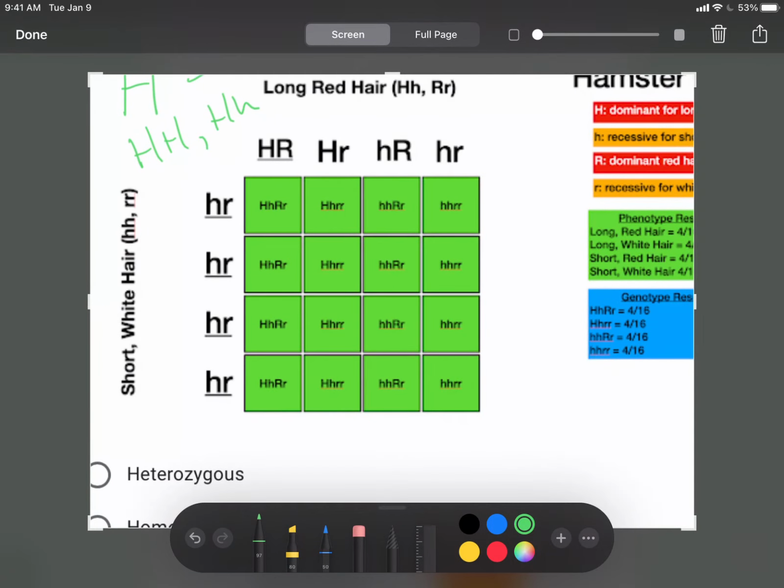So as you're looking through these, you can try to find your little h's. Hey, there's one right here that's going to have short hair. This one's going to have short hair. That one's going to have short hair. That one's going to have short hair.